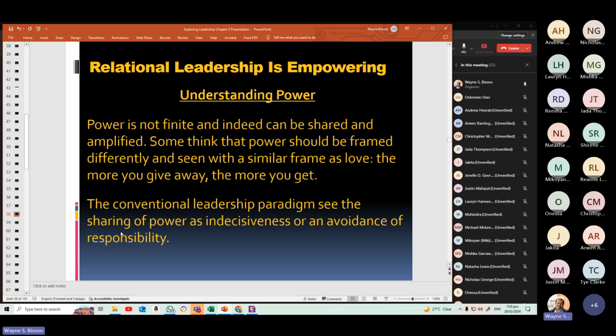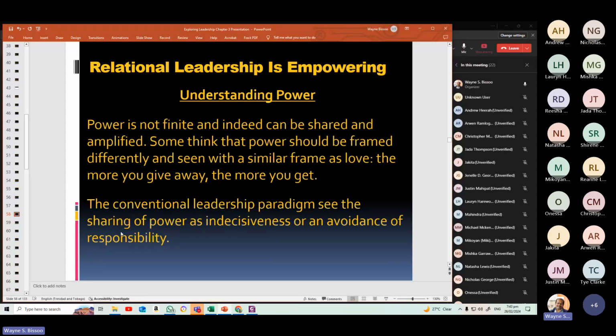All right. Power is not a finite thing. It's something that can be shared. Now, again, we talked about this before. The old paradigm when it comes to power is that power is something that you have to hold on to and not give up. Whereas the new paradigm is that power is something that we should be willing to share.